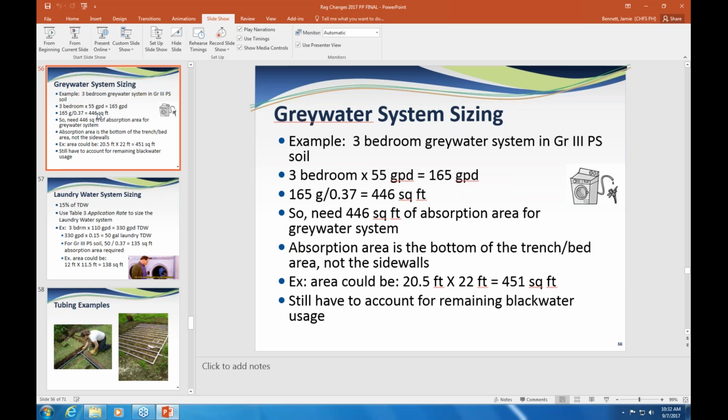3-bedroom gray water system in a group 3 provisionally suitable soil. 3 bedrooms times 55 gallons a day gives you 165 gallons per day. You're going to take that 165 gallons a day and divide that by 0.37, and that's going to give you 446 square feet. So you need 446 square feet of absorption area for a gray water system. Absorption area is the bottom of the trench or the bed area only, not the sidewalls. So here's an example. Just a size example, it could be 20.5 feet by 22 feet to give you your 451 square feet. You still have to account for the remaining black water usage.